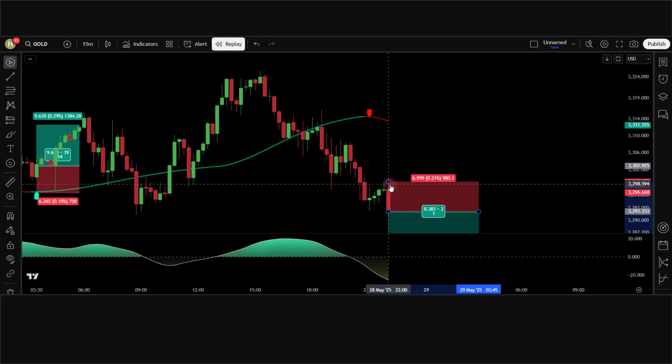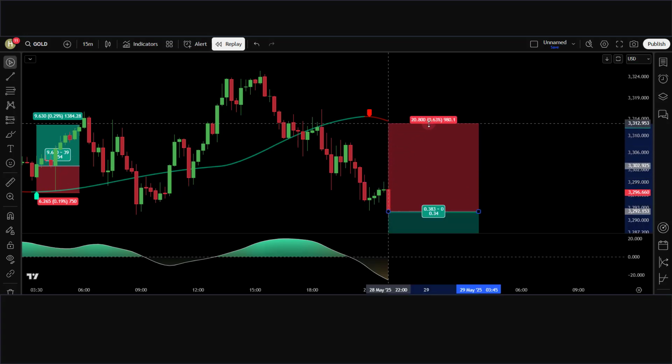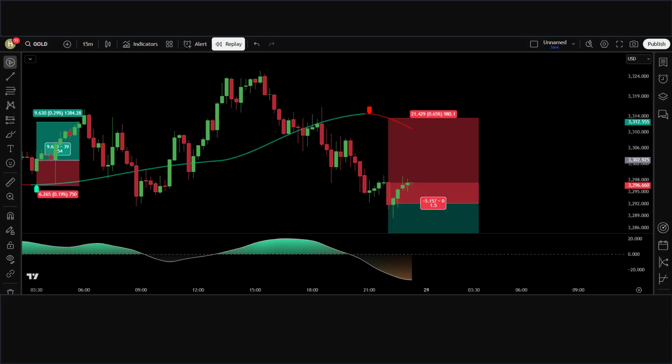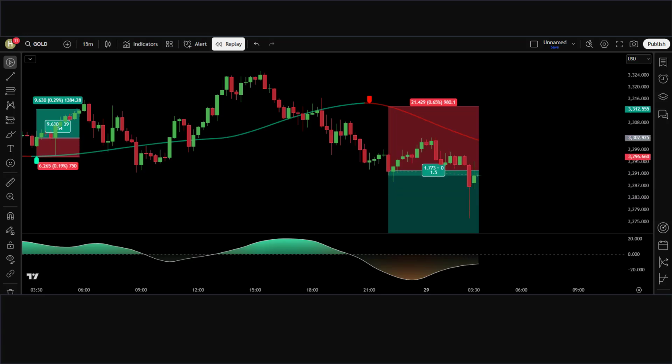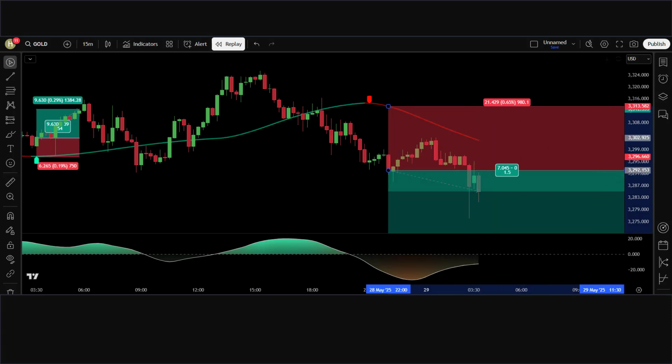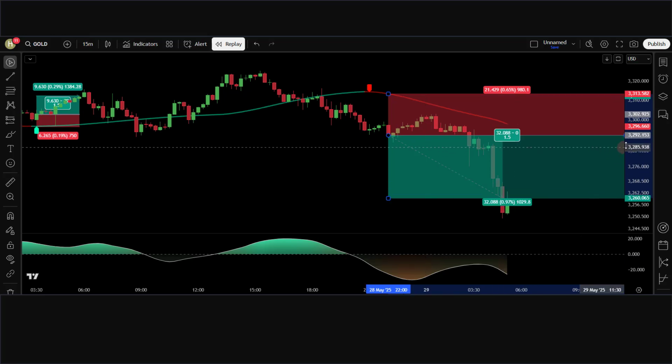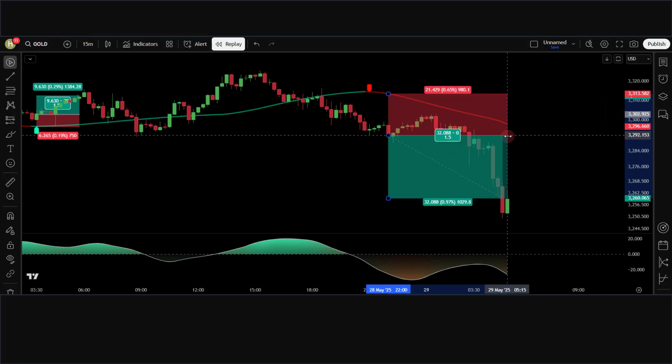Our stop loss will be placed at the baseline of Trend Targets Indicator. And the risk to reward ratio will be 1:1.5. Let's see what happens to our trade. Our trade is running in profit. We have won the trade. Wait for the next signal.